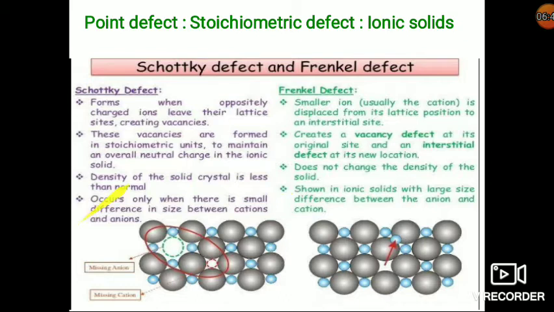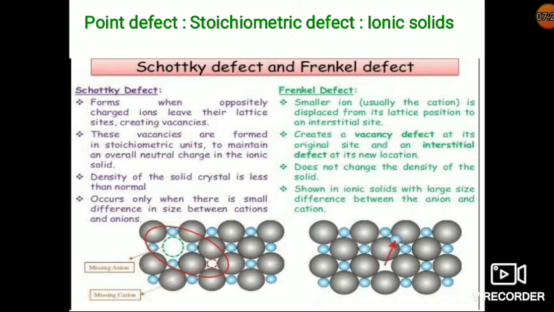One condition holds here. The condition is that the size of the cation and anion must be comparable. That means they must be of almost similar size, or you can say there must be little difference in the cationic and anionic size. So in Schottky defect, it happens because one cation and one anion go missing from the lattice site. It results in a decrease in density. It happens when the sizes of the cation and anion are almost similar.